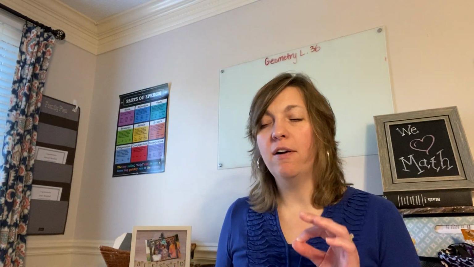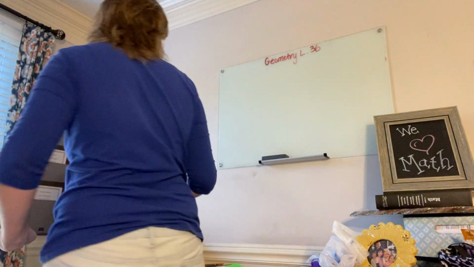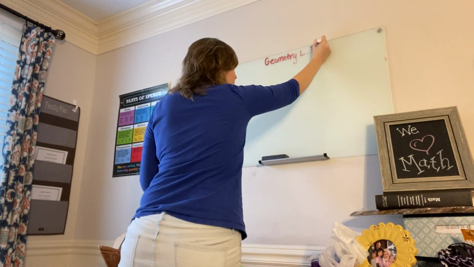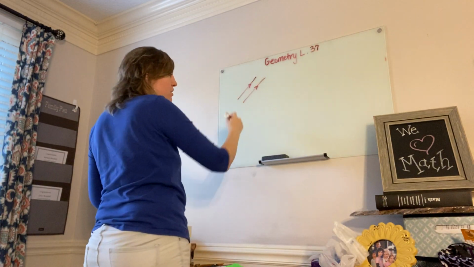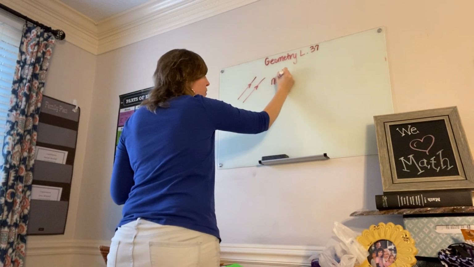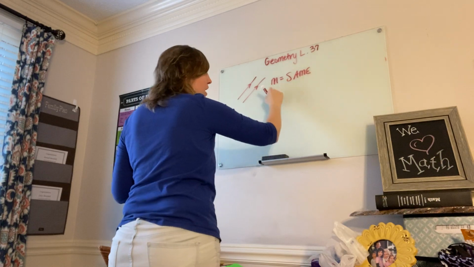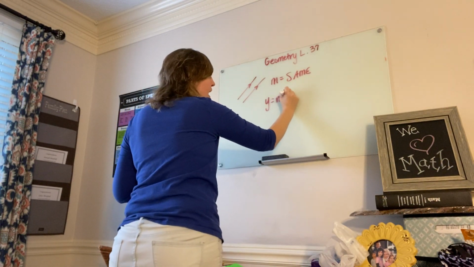Now, lesson 37 jumps into parallel and perpendicular lines. It's very important that we not forget some facts about parallel and perpendicular lines. Let's go to our board. So lesson 37 is talking about parallel lines. And remember, parallel is notated that way. We need to remember that all parallel lines have the same slope. M we abbreviate as our slope. So y equals mx plus b.